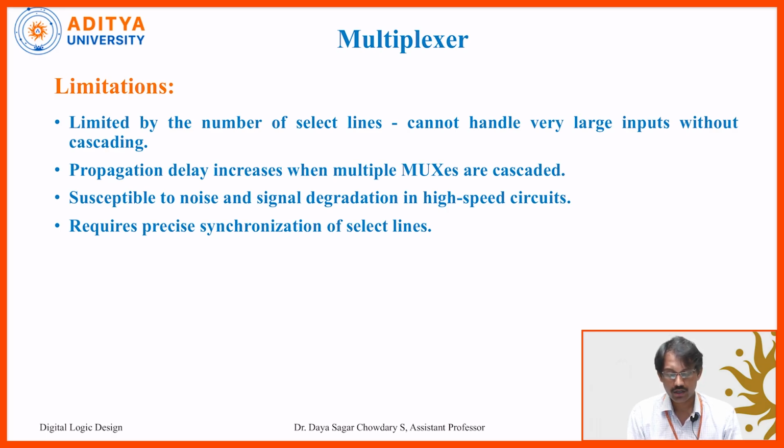It is also susceptible to noise and signal degradation in high speed circuits. When we cascade, the routing part increases, so definitely there is addition of noise here. And if noise is added, definitely some signal degradation is also there. If we require high speed circuits, this is the drawback. And it requires precise synchronization of selection lines. Whatever the output is, it depends on the input, and definitely it depends on the selection lines. So selection lines must be precise. That means we require accurate selection lines.